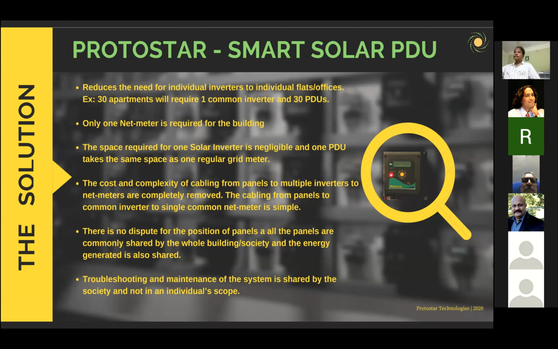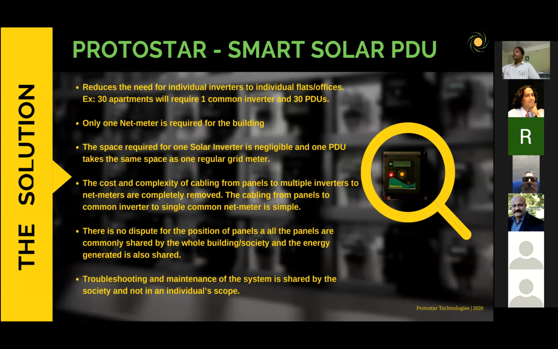So here's a direct comparison of the balance of system between a traditional manner and what we are giving as the solution. This is called the smart solar PDU. You can see the device there. This is what you install for every apartment, in the meter room. It reduces the need for individual inverters, and we essentially get one big inverter, like I mentioned earlier, and we have one of these devices for every apartment.